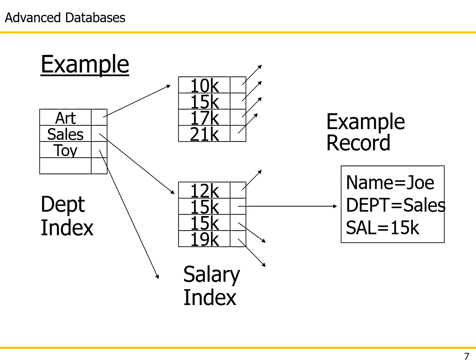But the problem is, if you start to get a query like select star from table where salary equal to 15K. Now, you got 15K in art and you got 15K in sales, and perhaps you got 15K in toy. You will not know unless you load all the pages for the salary level. Okay?